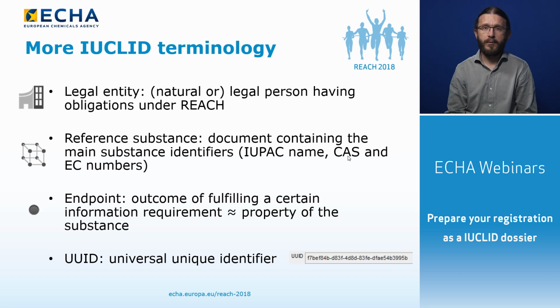Then, in Euclid, you will find so-called reference substances. This is again a piece of information containing the key identifiers of your substance or its constituents, such as the IUPAC name, CAS, and EC numbers. In a Euclid substance dataset, you will collect information on different endpoints, which represent properties of the chemicals to be registered and for which information is required to be communicated to ECHA. Finally, you will find that each document in Euclid is tagged with a UUID, a unique identifier that allows to unequivocally identify a precise piece of information.